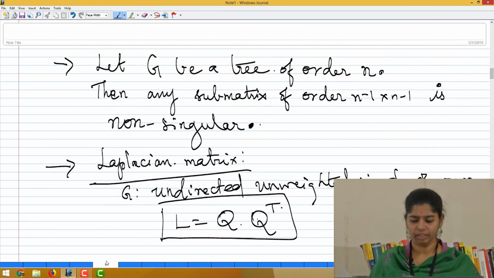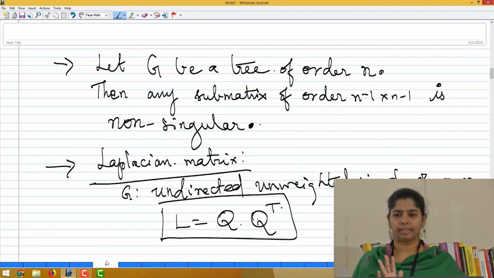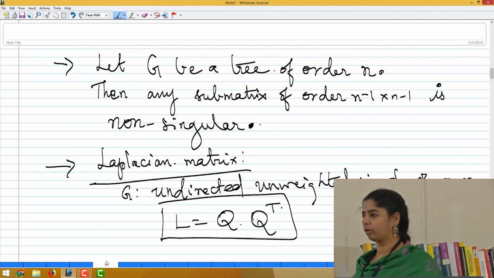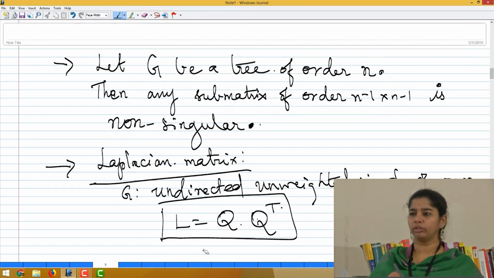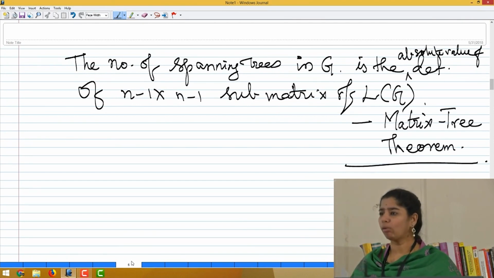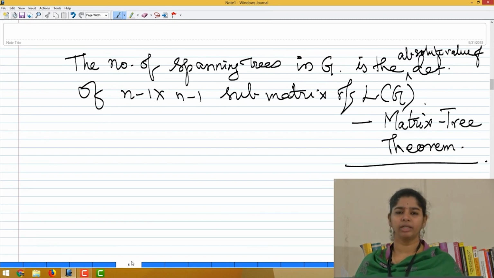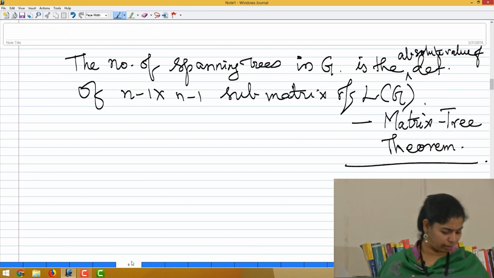So, I have started here. G is an undirected unweighted simple graph on n vertices and the Laplacian matrix is what we are going to concentrate on, right. And the proof uses the fact that L is equal to Q into Q transpose. The result says that I can count the number of spanning trees that are present in G. It is nothing but the absolute value of the determinant of this n minus 1 by n minus 1 submatrix.